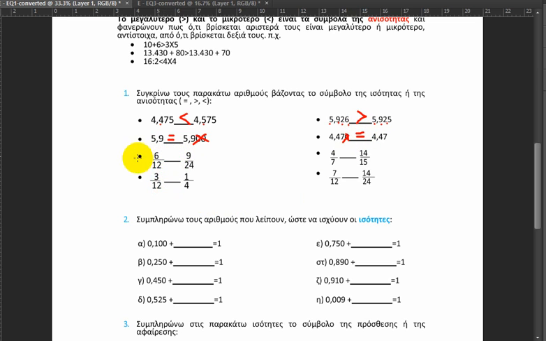Here you can't compare these numbers as they are. In order for the fractions to be comparable, you need to have them both have the same denominator.